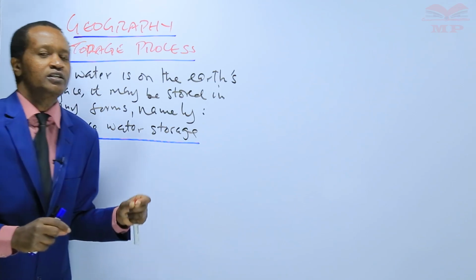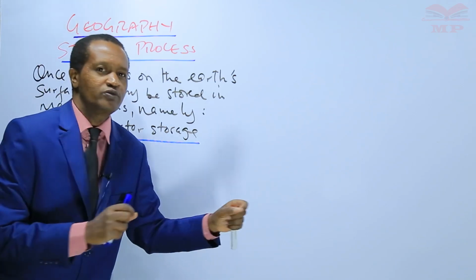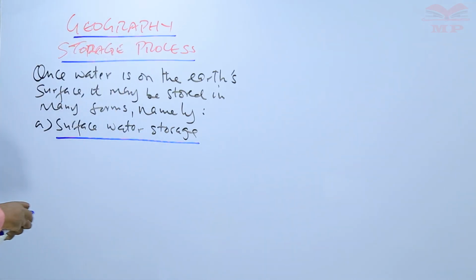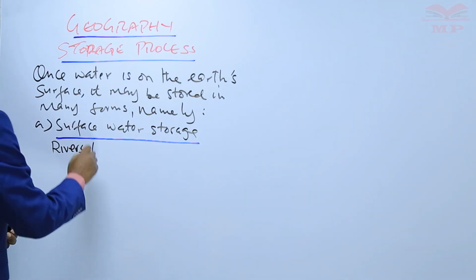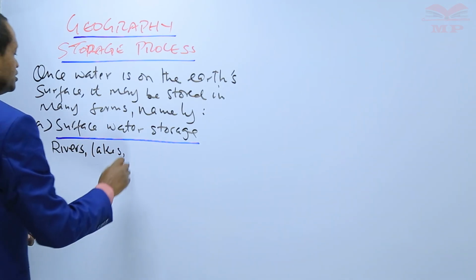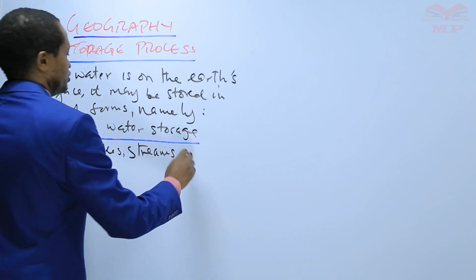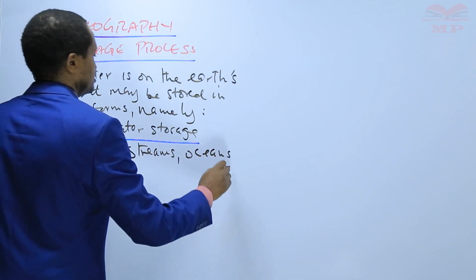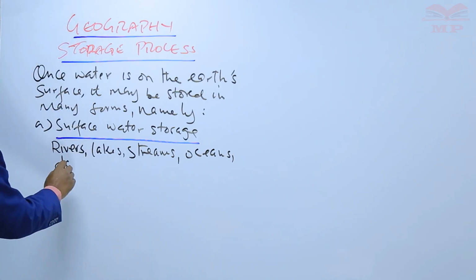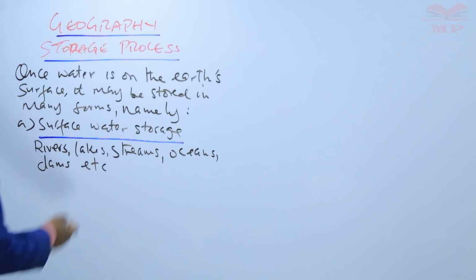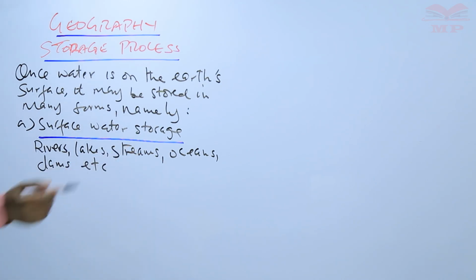I've said this is water that is in the form of oceans, stored in the form of rivers, lakes, streams, dams, swamps, etc.